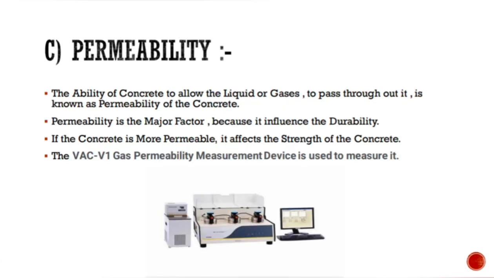Third, permeability. The ability of concrete to allow liquid or gases to pass through it is known as the permeability of the concrete. Permeability is a major factor because it influences the durability. If the concrete is more permeable, it affects the strength of the concrete. The VAC V1 gas permeability measurement device is used to measure it.